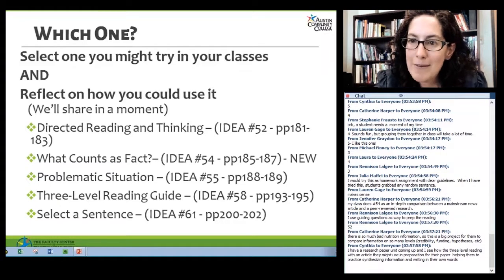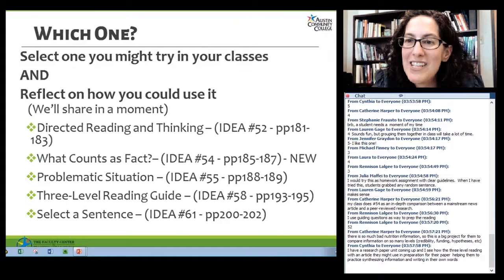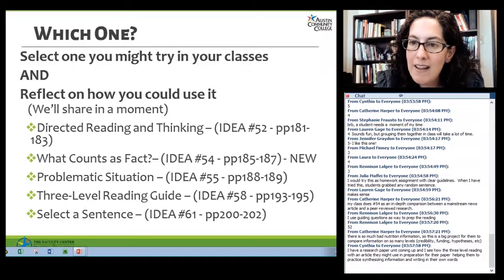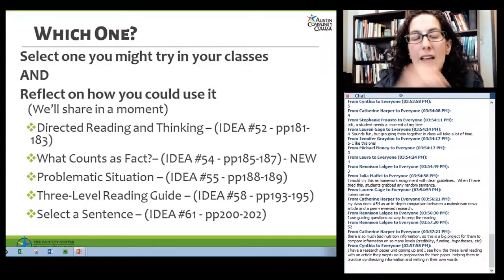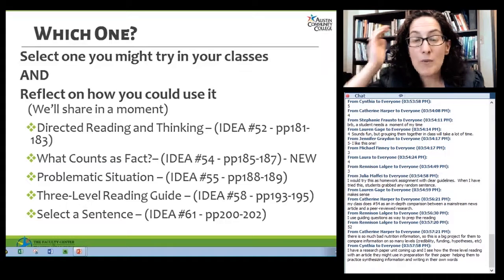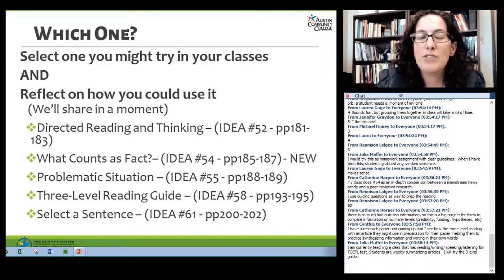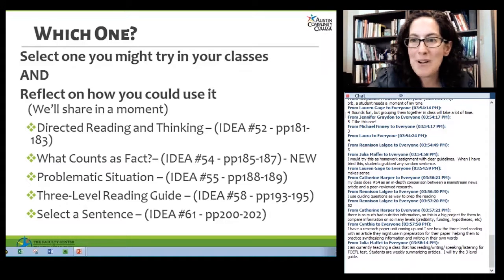So what else do you have for me? All right, so Cynthia is saying she has a research paper unit coming up, and she thinks the 3-level reading guide might help them prepare for their paper. That's a great idea. Yeah, because when I've done research papers, sometimes students just don't have a good handle on how to read a research article, and they don't know exactly how to start processing it so that they can put those ideas into their paper.